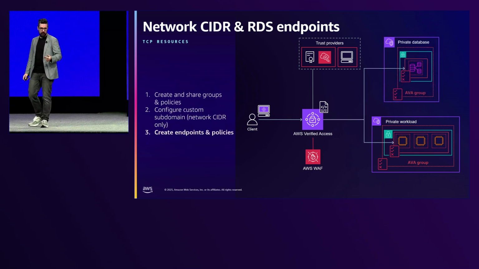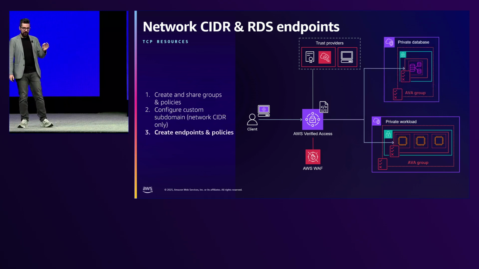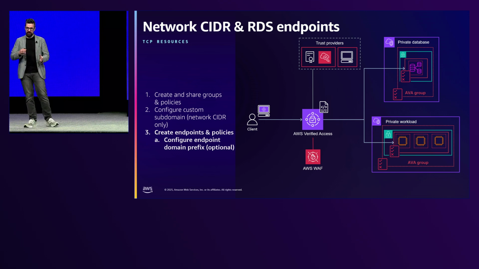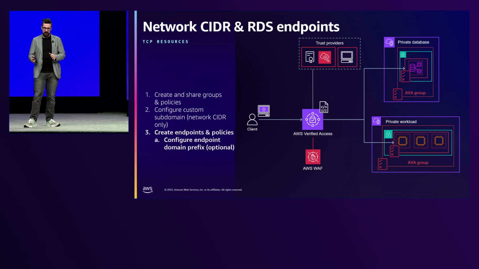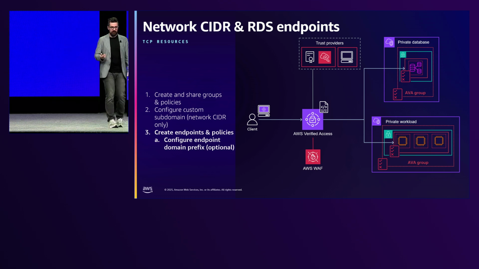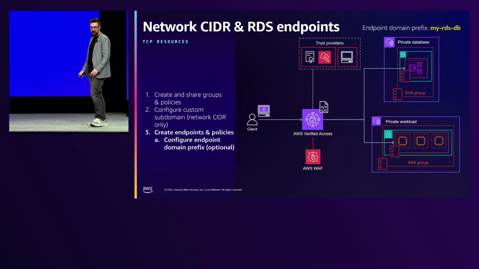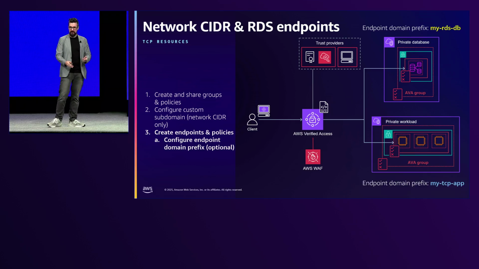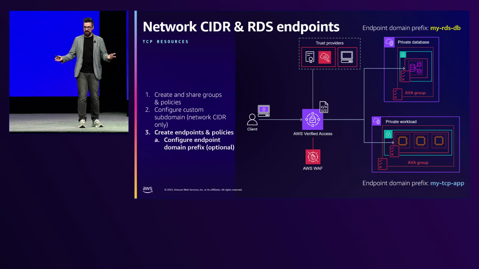Now we'll go and create our endpoints and policies. As we're creating the endpoints and policies, we can configure an endpoint domain prefix. And this is an optional thing, but what we can do is this will essentially be a custom identifier that verified access will prepend to the DNS name generated for the endpoint. So for an RDS database, I might choose something like my RDSDB. And for a TCP app, I will creatively call it my TCP app.